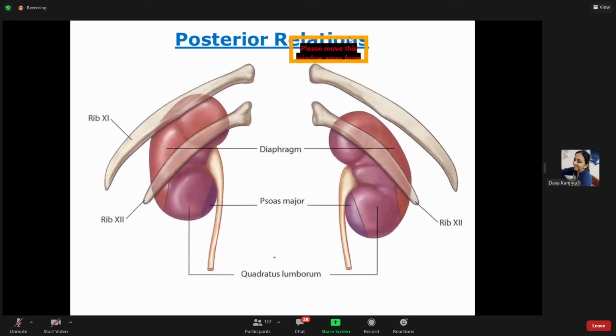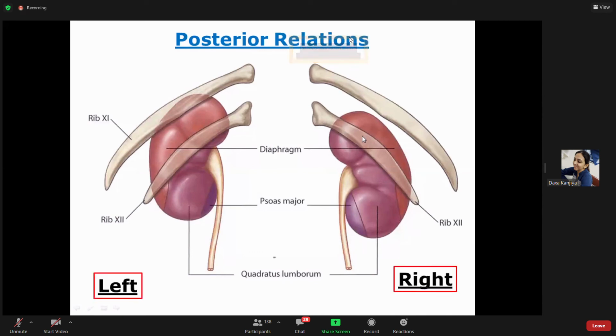Now the posterior relations of both kidneys. So these are the posterior view or the posterior surface of right and left kidney. The right kidney is slightly lower than the left kidney. So on the right side, it is related with only the 12th rib. And on the left side, it is related with the 11th and 12th both.